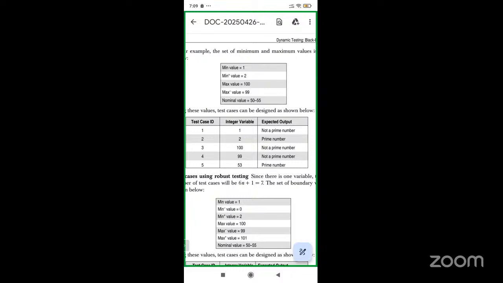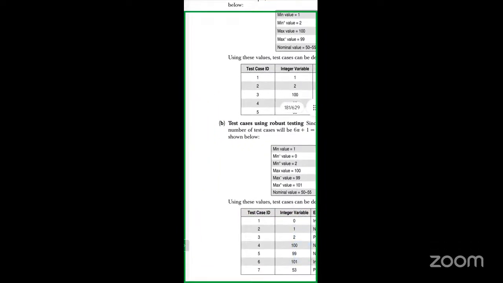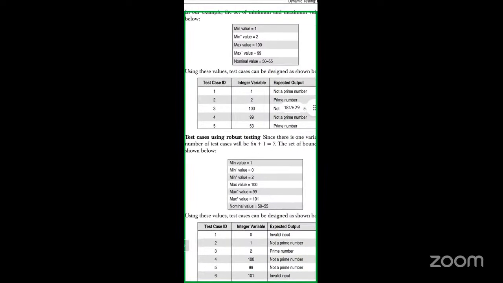Fifth case, we are writing a value between 50 and 55. The number in the middle of 50 to 55 is 53, and that is a prime number. So out of these 5 test cases, how many are passed? 2 test cases are passed and 3 test cases are failed.